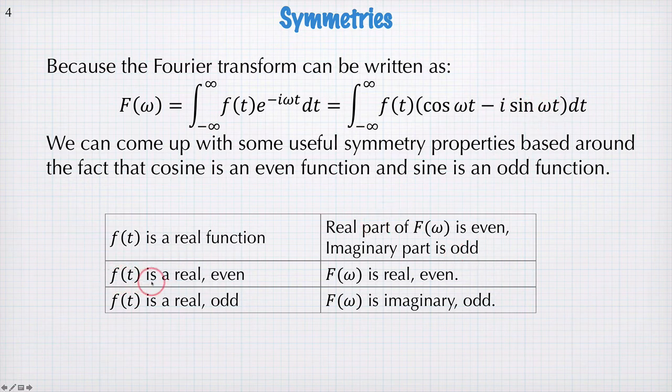So if f of t is real and even, then the Fourier transform will also be real and even, because the odd part will be 0. And if f of t is real but odd, then the Fourier transform will be pure imaginary and also an odd function.